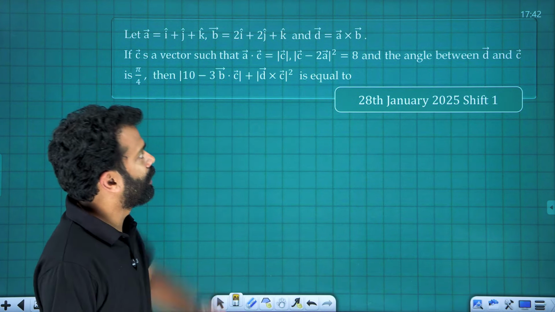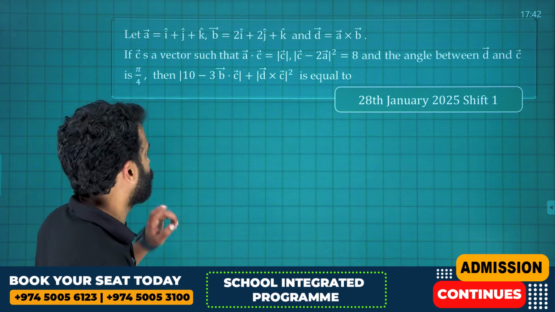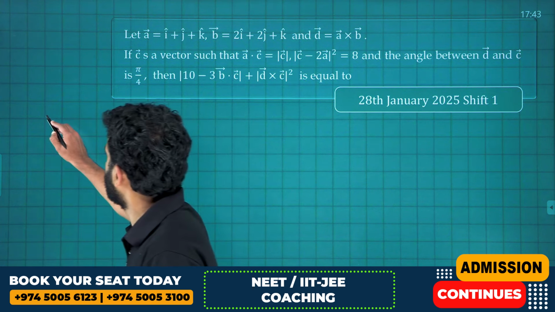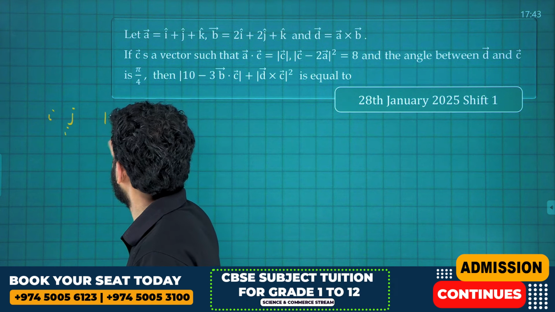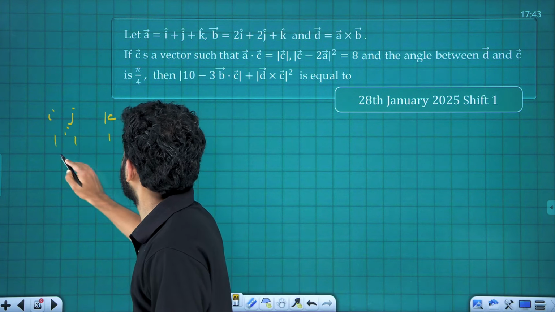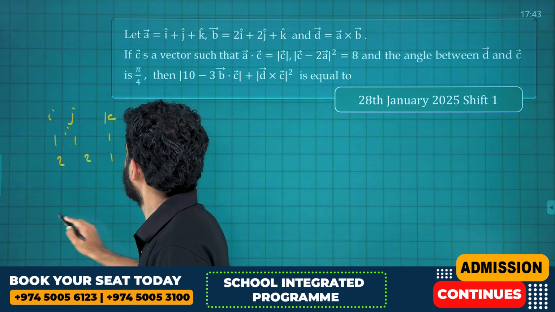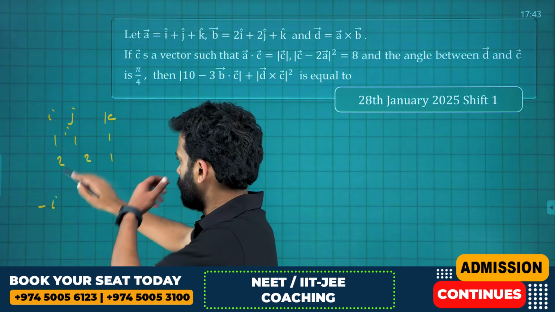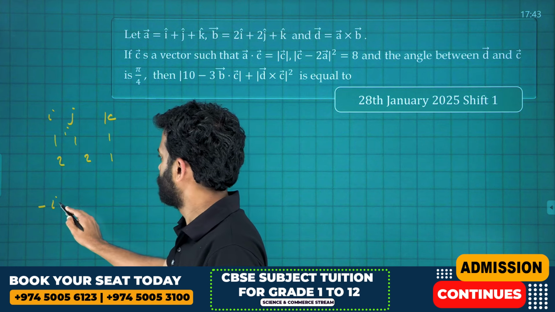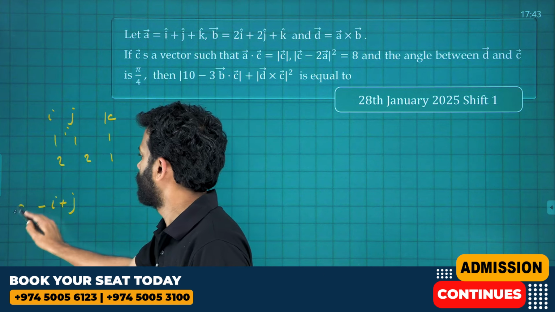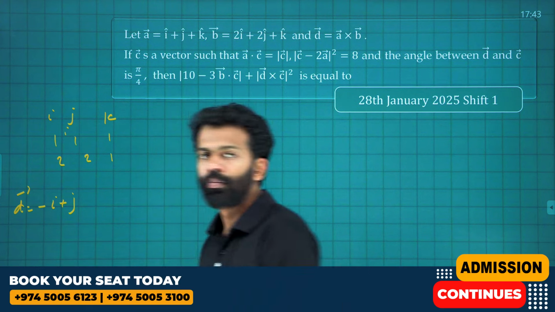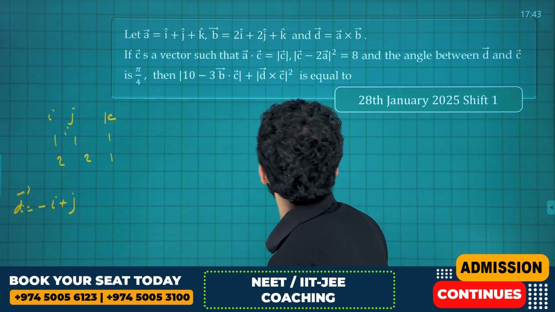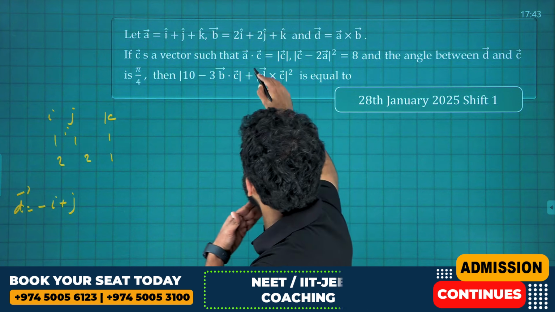It's easy actually. Let's start from here. What is vector D? Vector D is equal to vector A cross vector B. We can write it as i, j, k, with vector A as 1, 1, 1 and vector B as 2, 2, 1. Therefore, it will be 1 minus 2, that is minus i, and 1 minus 2 again, that is minus, and this becomes plus j. So vector D is minus i plus j.